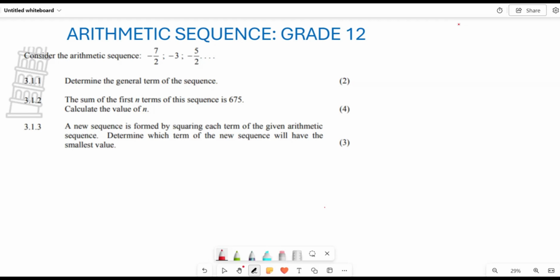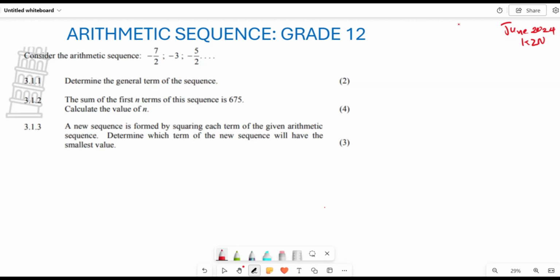Look, what we are doing now, we are looking at our arithmetic sequence. This is grade 12, and we are looking at a past paper, which I think was June 2024, written in the KZN province, right? So we're just looking at how we go about solving these types of questions whenever we are given them, right?